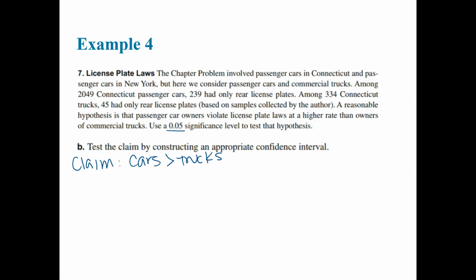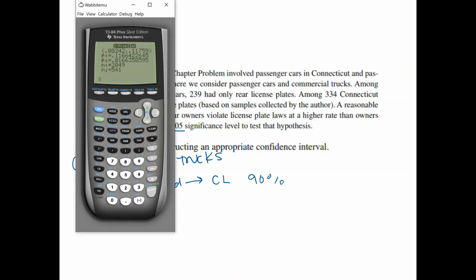So because we're dealing with a 0.05 significance level, and it is a one-tailed test, it's a right-tailed test, the confidence level would be 90%. Because we want to have symmetry on either side there. So that we're going to be doing a 90% confidence level here. So we'll just type it right into the calculator. So we'll go into stat, test, two proportion Z interval.